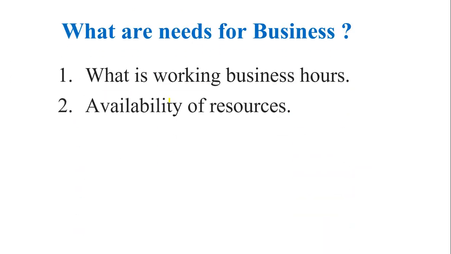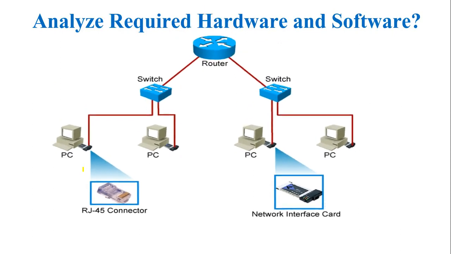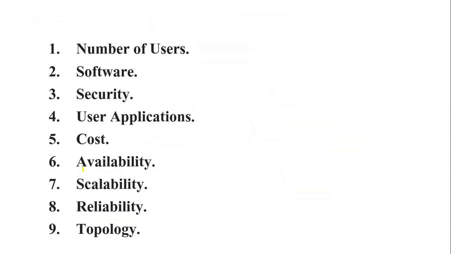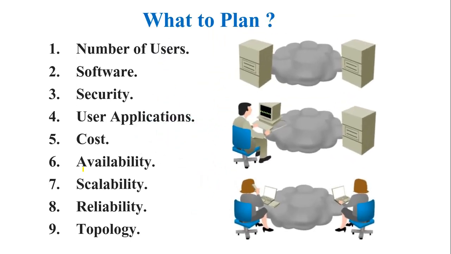You need to collect information about the business requirement, then step by step you go: prepare, then plan, then design, then implement and operate. And hardware and software collection, understanding what the requirement is. Then these are the parameters you have to think about: number of users, software, security, user application, cost, availability, scalability, reliability, and topology.